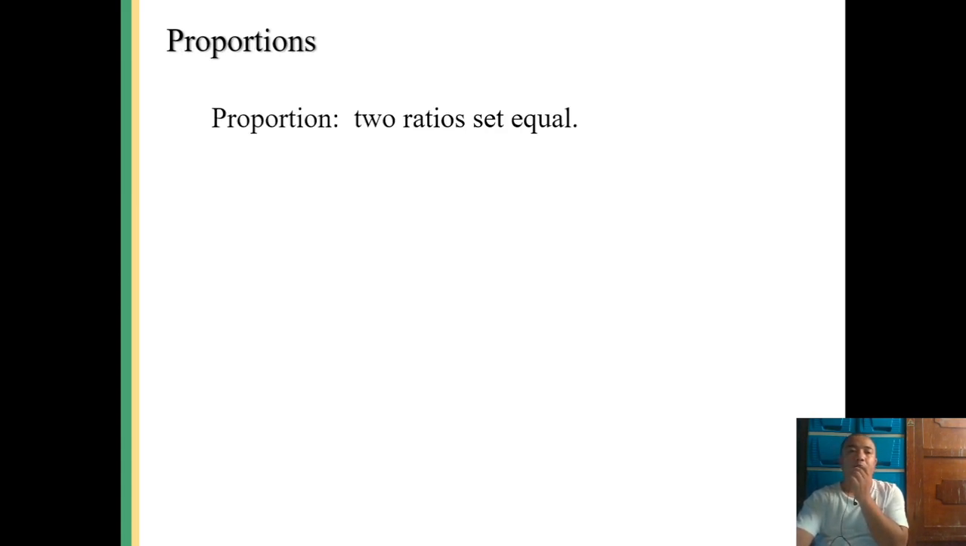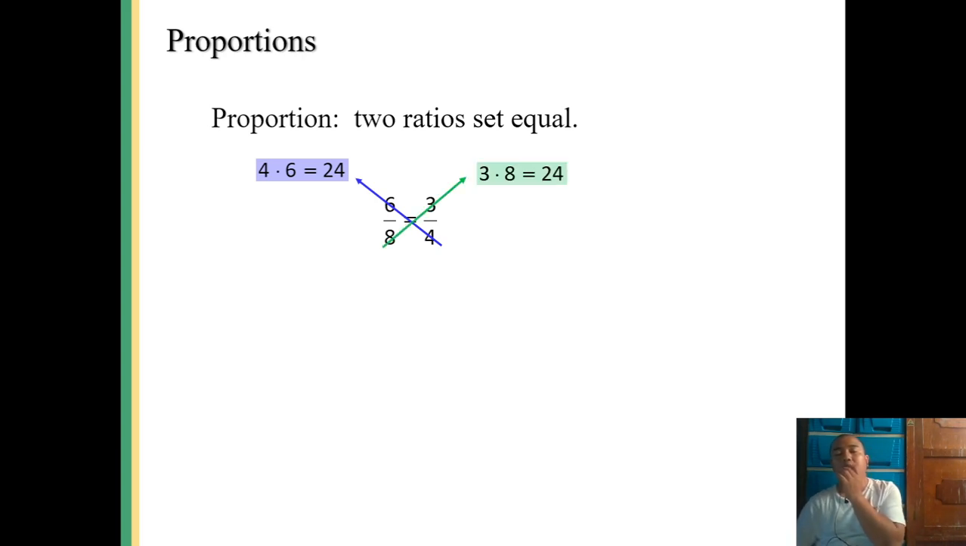Now let's proceed to proportions. A proportion states that two ratios are equal, or two ratios set equal. So if two ratios are equal, it's what we call a proportion. Example, 6 over 8 is equal to 3/4. That is a proportion, because the lowest term of 6 over 8 is 3/4. If we cross multiply, 4 times 6 is 24, and 8 times 3 is also 24. If the cross products are equal, that means it is a proportion.